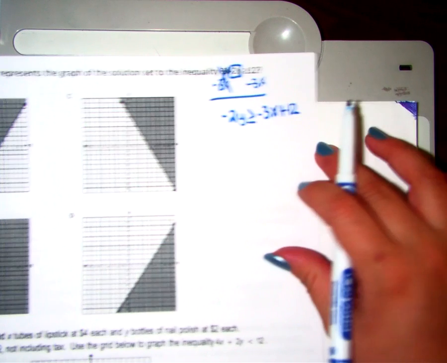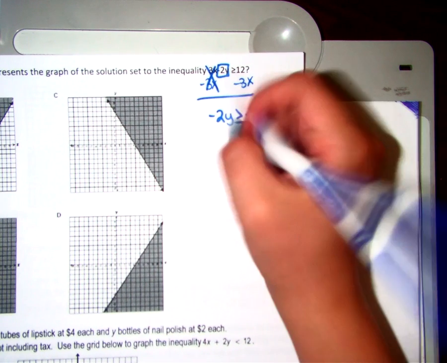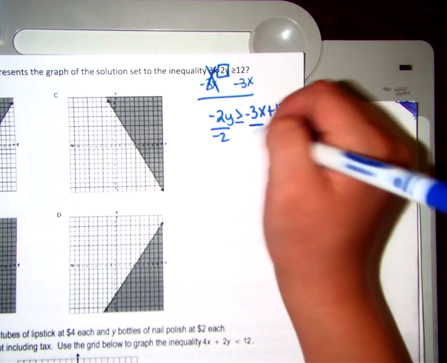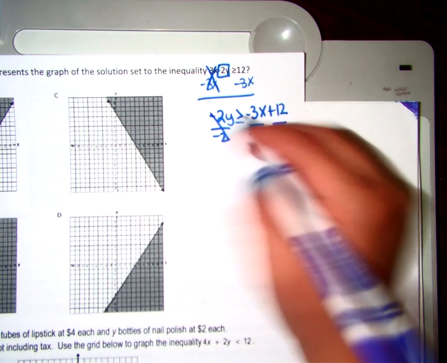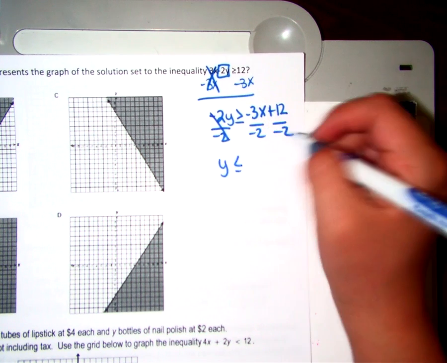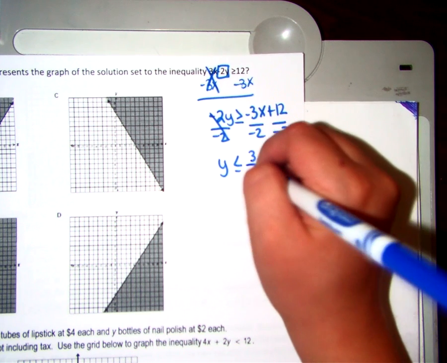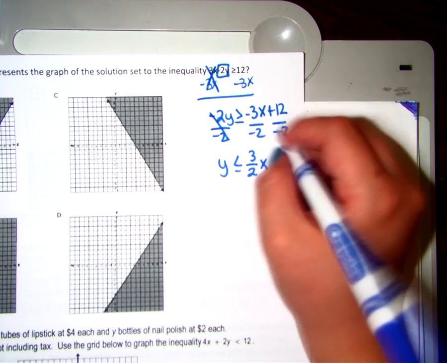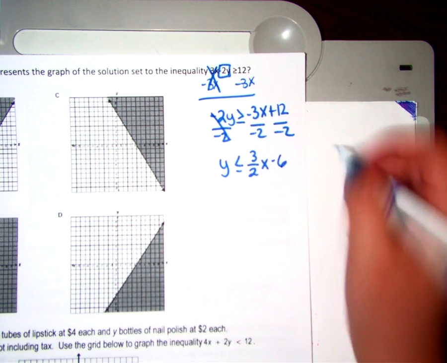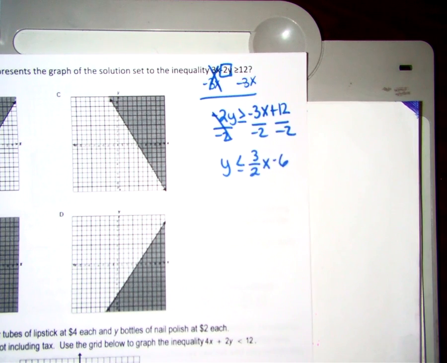Now I want y by itself, so I'm going to divide everything by negative 2. And when I divide by a negative, I'm going to flip my inequality. That becomes 3 over 2x. Negative 2 goes into 12 negative 6 times. So now let's look at these graphs.